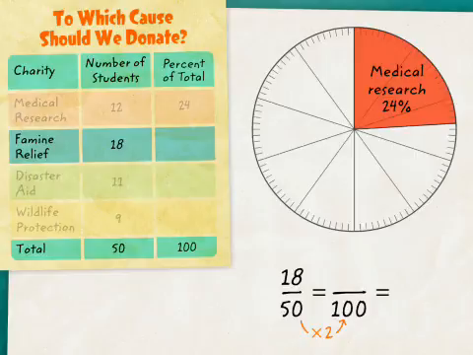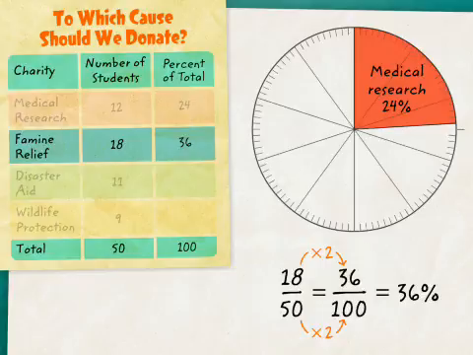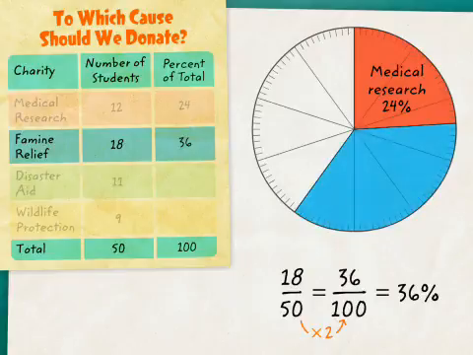18 out of 50 students chose famine relief. 50 times 2 is 100. So she multiplied 18 by 2 to get 36. 36% of students chose famine relief. From the first sector, Maya counted 36 tick marks along the circumference of the circle and colored the related sector, labeling it famine relief, 36%.